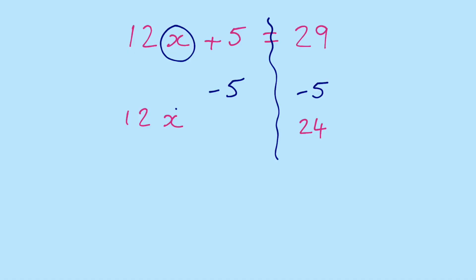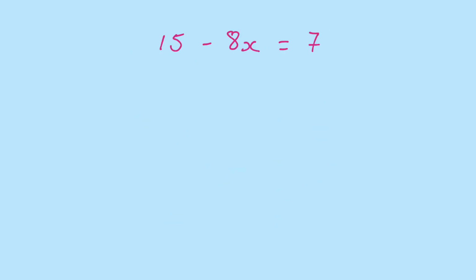So I still want to get the x by itself, so I have 12 times x. So if I divide this by 12 and I divide the right hand side by 12, I will get what x is by itself. So 12x divided by 12 is x, and 24 divided by 12 is 2. So my answer is x equals 2. So let's have a look at another one. This one is slightly different.